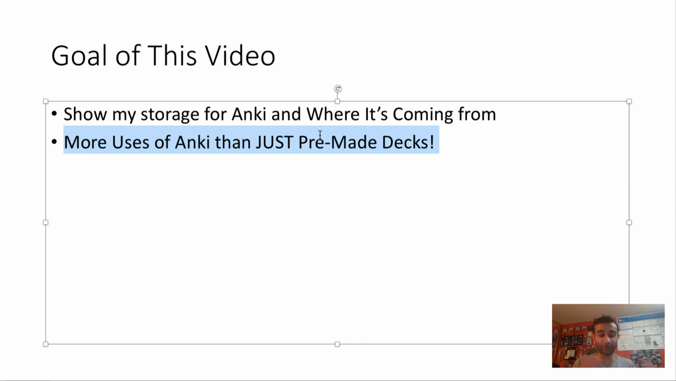So the first part of this video, I'm going to discuss how much storage my Anki takes up. And the second part, I'll take you through my Anki and show you the different facets of organization and exactly why it takes up the amount of space that it takes up.